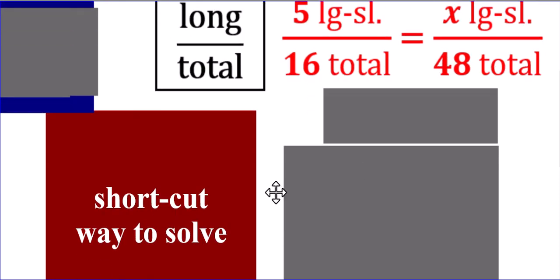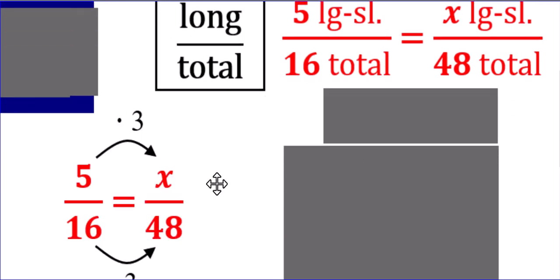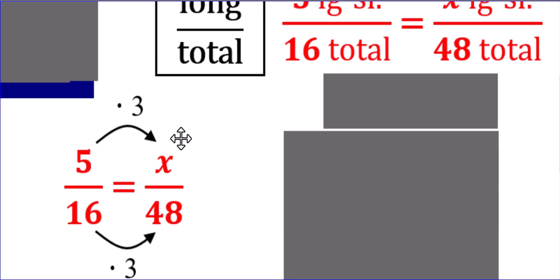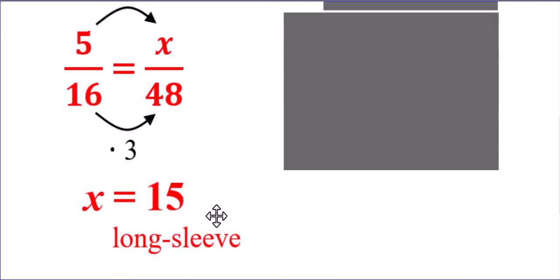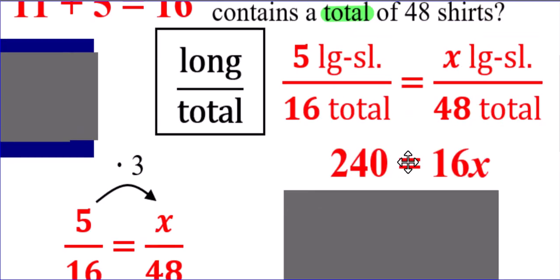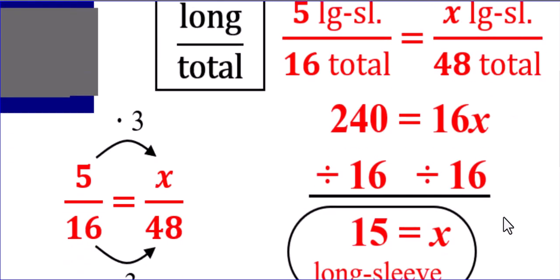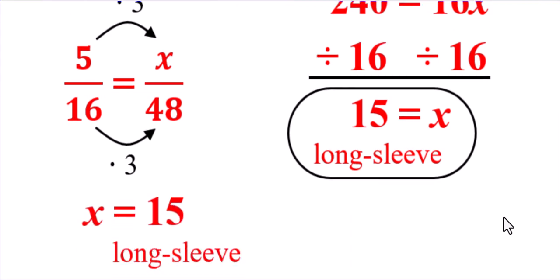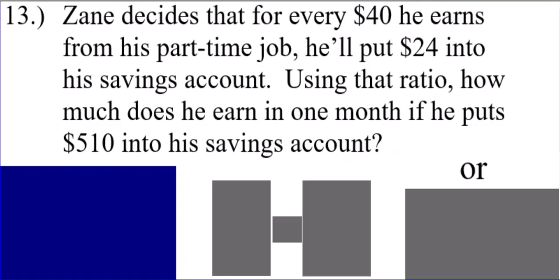Oh, you might have noticed the shortcut here. 16 times 3 makes 48, so you can take 5 times 3 and get your answer of 15 very quickly. If you didn't notice that shortcut, you cross-multiplied, later divided by 16, and got the exact same answer. I do not care which way you decided to solve it, although shortcuts are pretty cool.